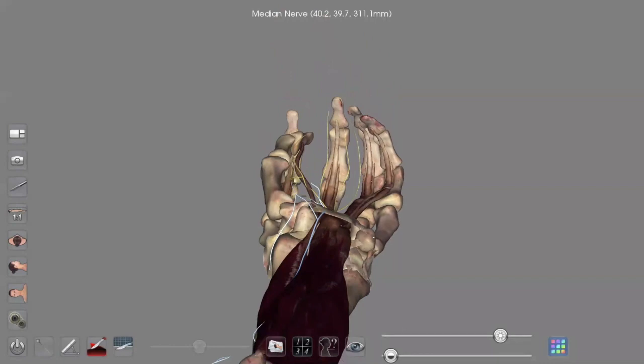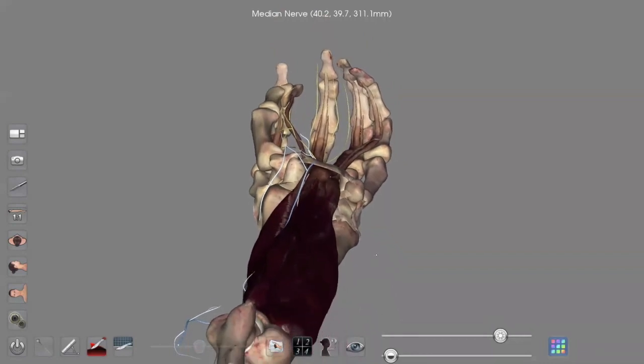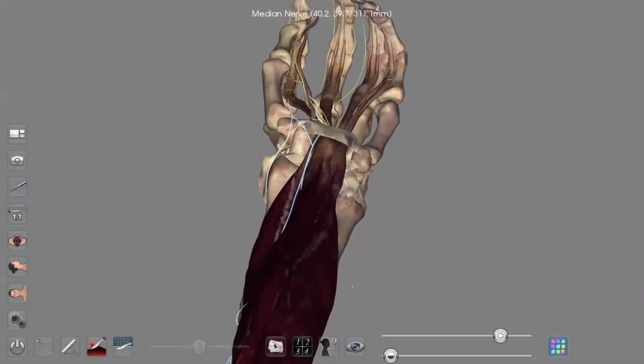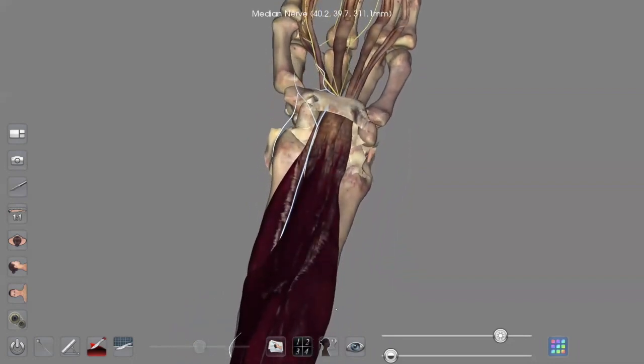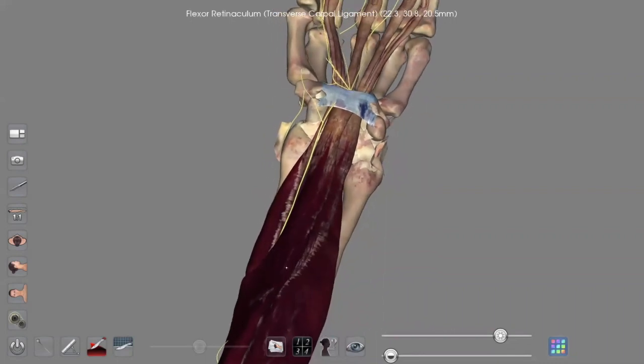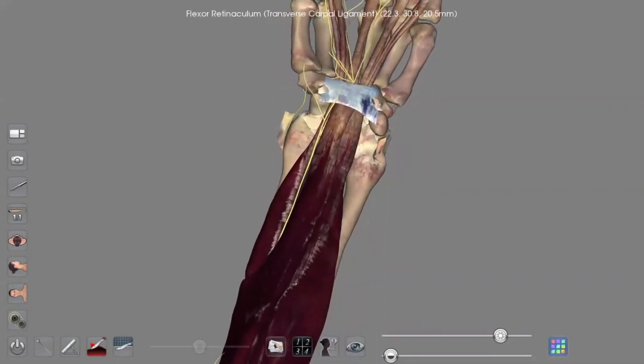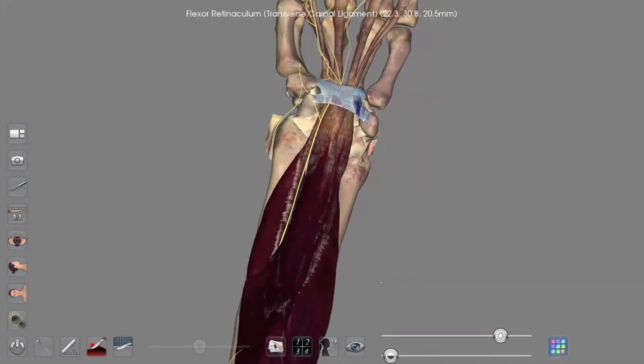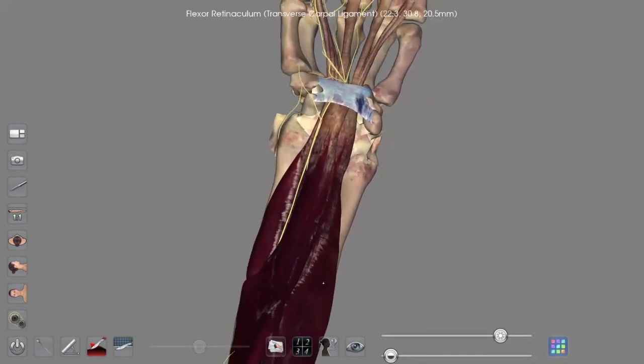The carpal tunnel itself is an interesting structure for which we'll discuss in a little bit more detail later. Its floor is going to be the proximal carpal bones, and its roof is a ligamentous structure known as the transverse carpal ligament, spanning from the pisiform and hook of the hamate over to the tubercle of the scaphoid and the trapezium.